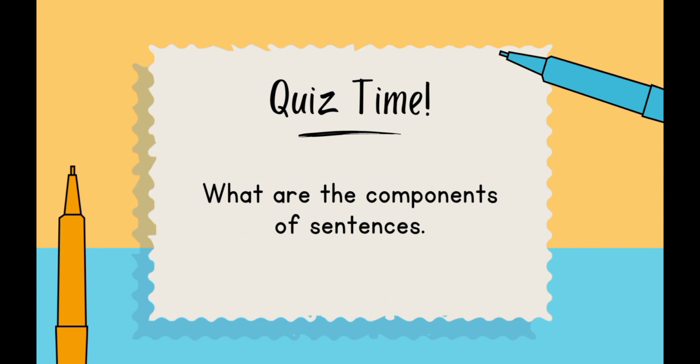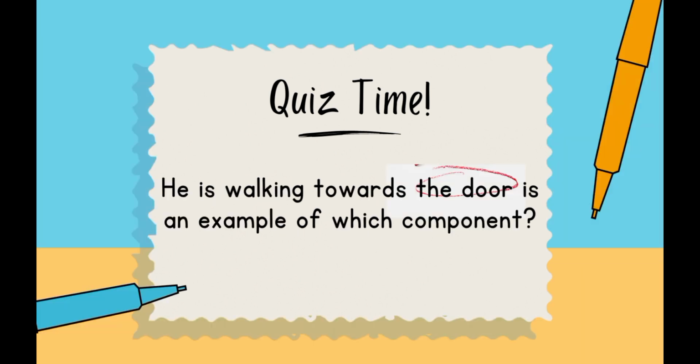Now let's move on to the last quiz. He is walking towards the door. "The door" is an example of which component? Put your answer in the comment section for us to see whether you understood very well.